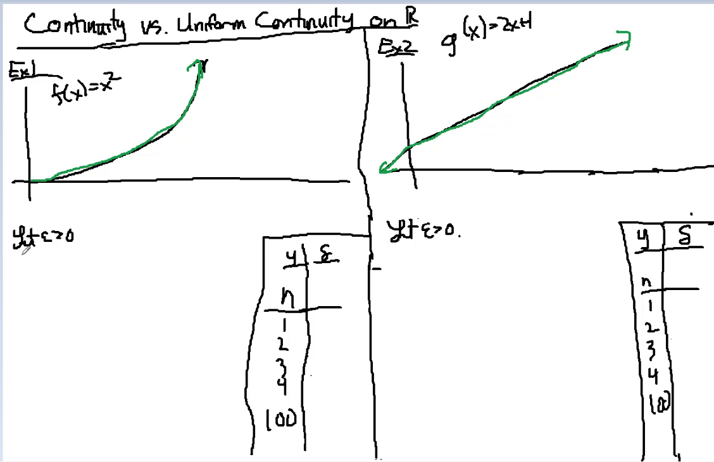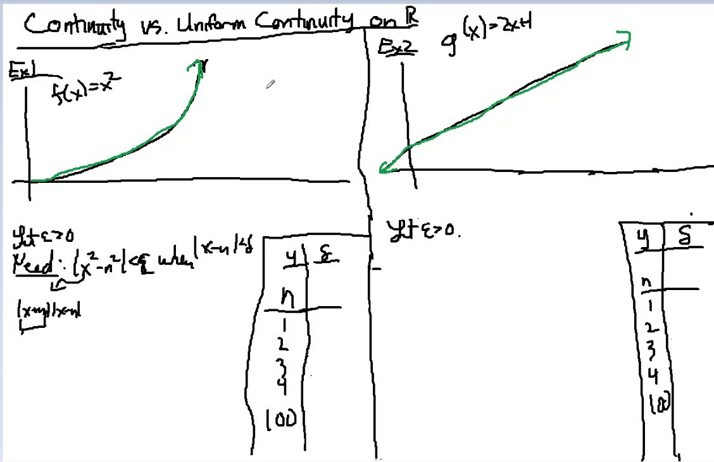The way we do this is just say I need |x squared minus n squared| to be less than epsilon when |x minus n| is less than delta. Well, let's tease this apart a little bit. This is equal to |x plus n| times |x minus n|. Oh, but I need a bound on x plus n.